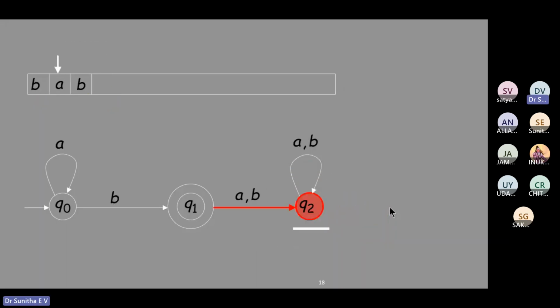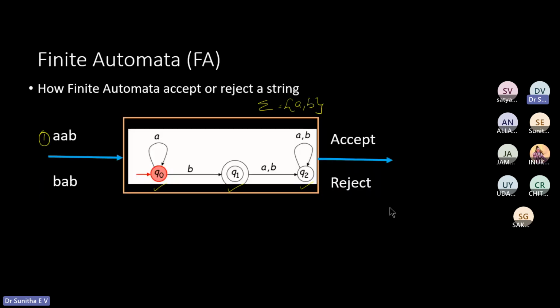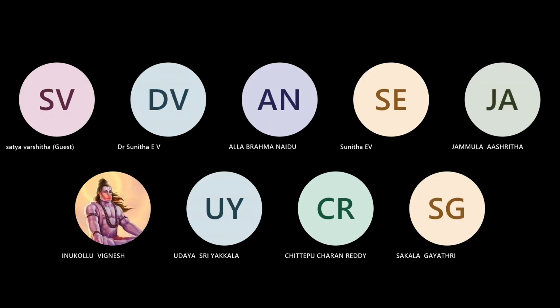Any doubt in this? You understood the transitions and how we check the acceptance or rejection of strings by the machine. Hope you understood this. We can move on to the next. Some examples we can see. If you have any doubt, feel free to ask.